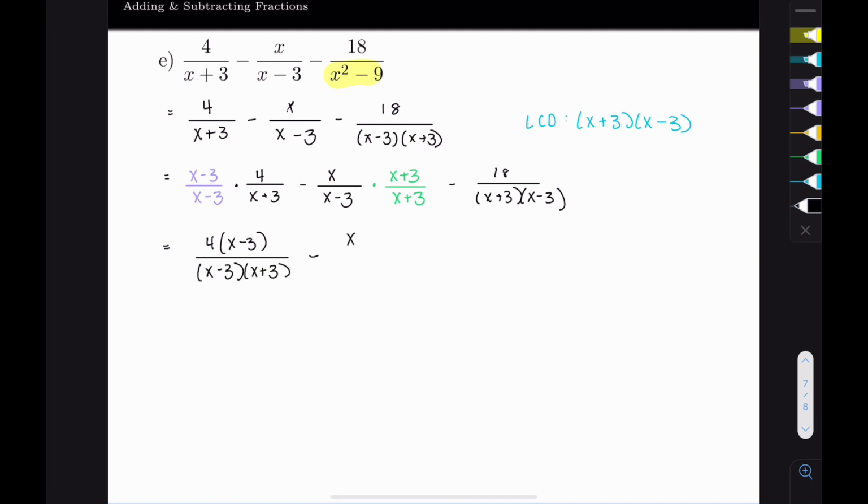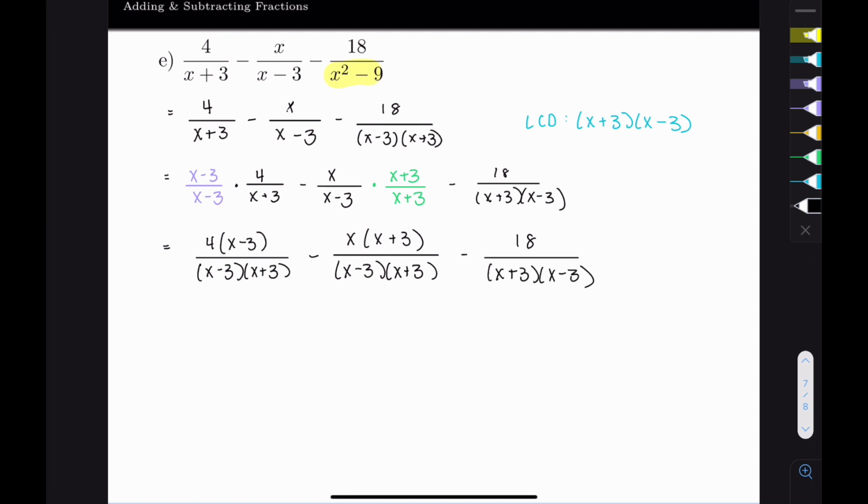Then we've got a minus x times x plus 3 over our common denominator. And then this last one is just minus 18 over x plus 3, x minus 3. Okay. Now we have the same denominator, so we can go ahead and just make one giant fraction. Make that a nice straight line with x minus 3, x plus 3 in the denominator.